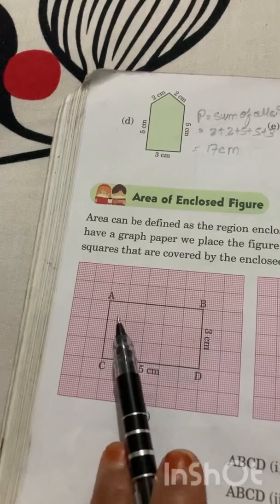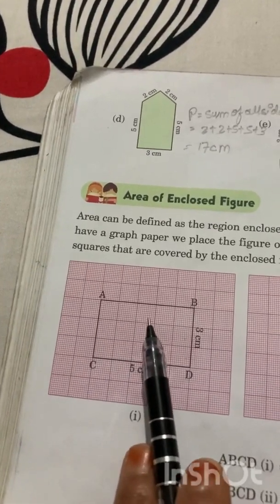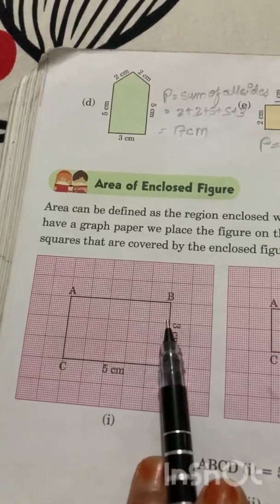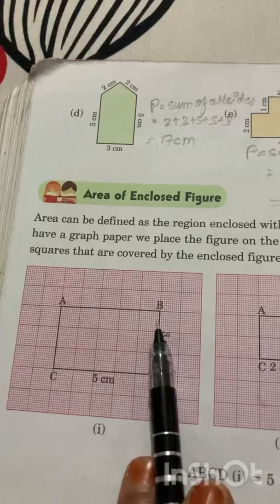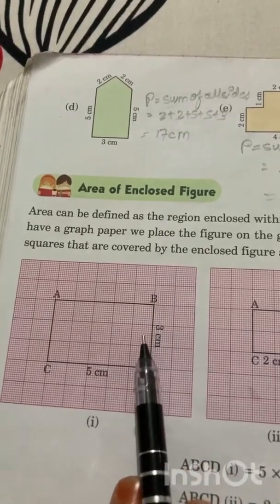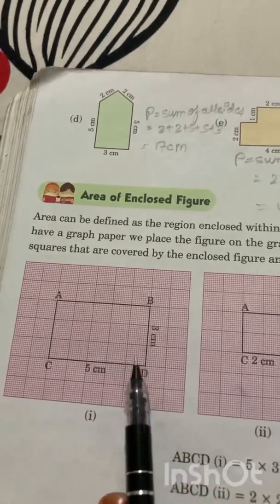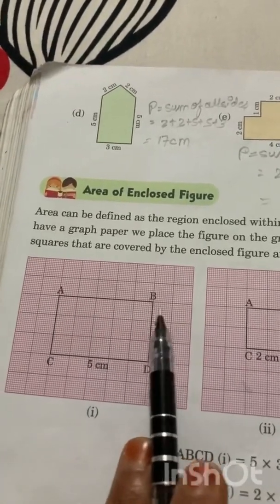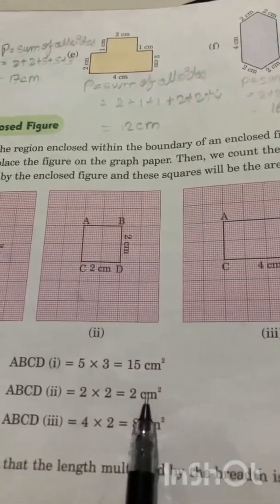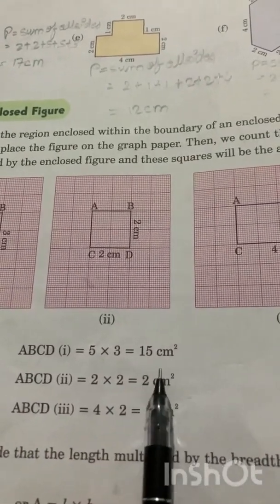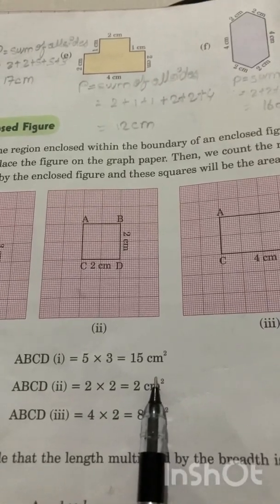Just have a look how many squares are here. 1, 2, 3, 4, 5. So we have 5 squares in the length, and how much in the breadth? 1, 2 and 3. That means the area of this figure is 5 into 3. So 5 into 3 is equal to 15 centimeter square. As I explained, area is measured in square unit.